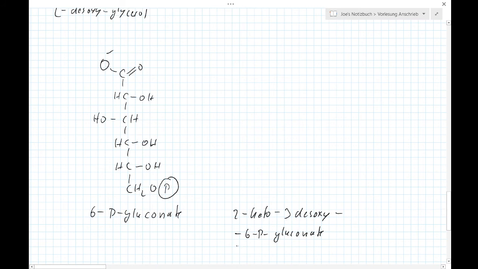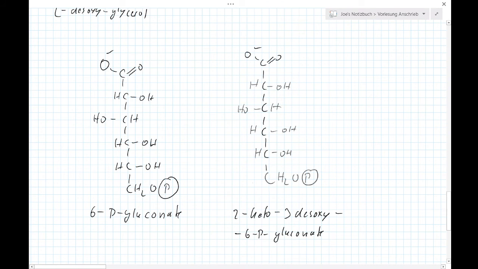So you see it's 6-phosphogluconate. So we just copy first of all this 6-phosphogluconate molecule. We start with this. So let's put a 6-phosphogluconate molecule first. So now I just read it. I start with 2-keto. So C2 is here. This is my C2. So I put a keto group here. That's the first thing to do.